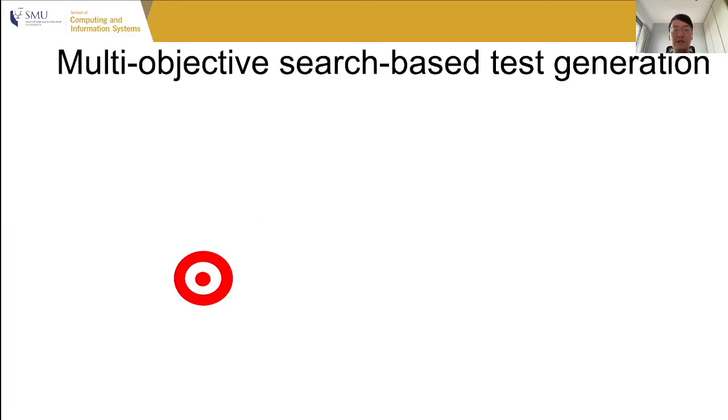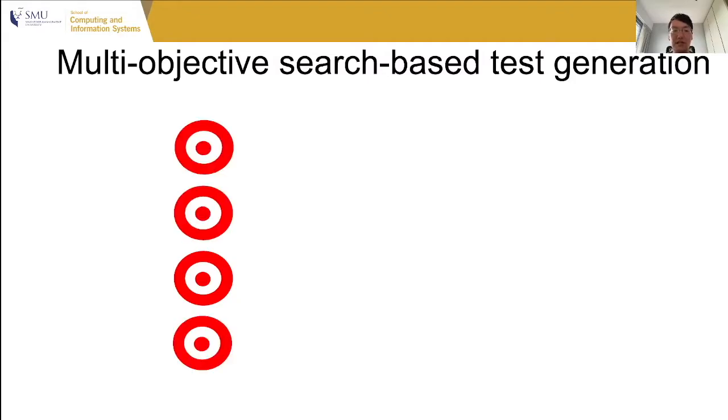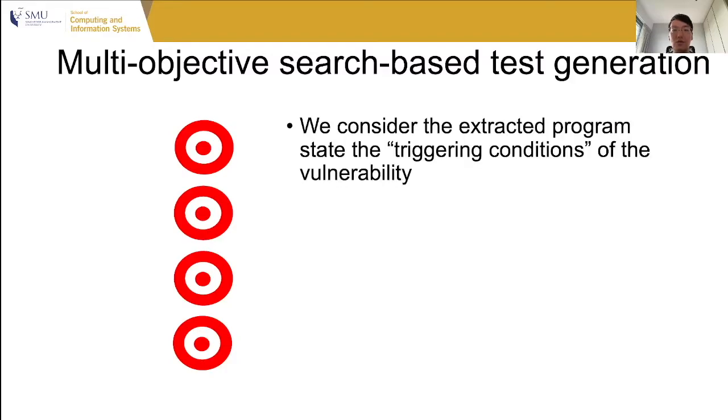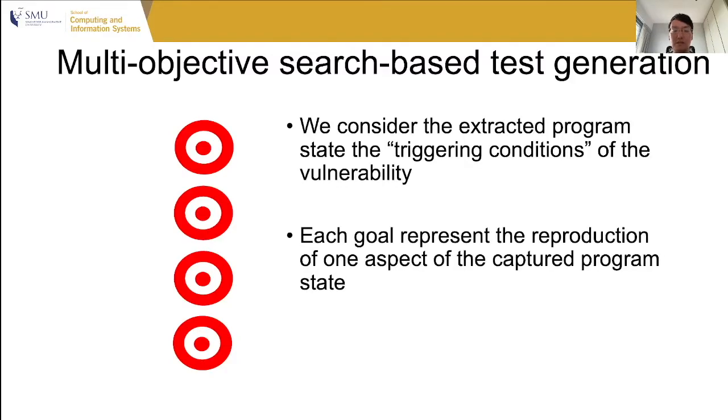So we can also view our task as a multi-objective search-based test generation task. While the goal is to recreate the program state that is associated with LT, we can consider that the program state consists of multiple aspects, and then each aspect would have one goal associated with the reproduction of that one aspect.